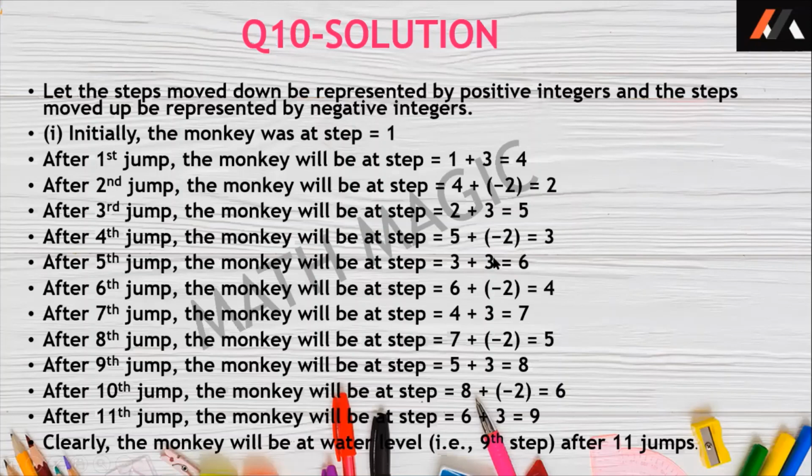Again, 3 downwards, 2 upwards, and the pattern repeats. So, after the 11th jump, the monkey will be at step 9. So, the monkey will be at step 9 after 11 jumps. Let's move to the second question.